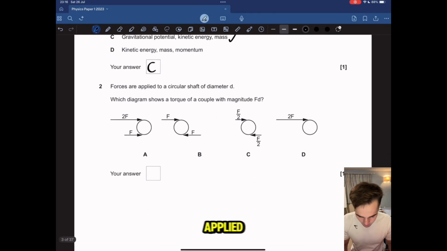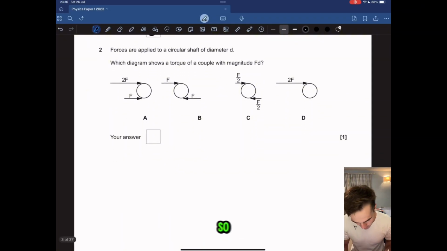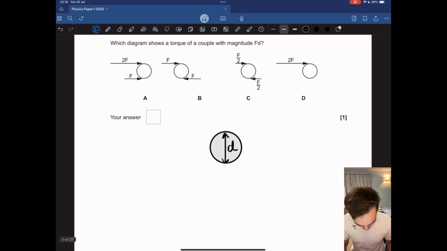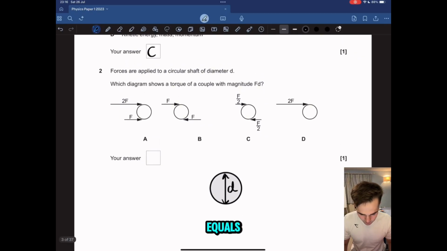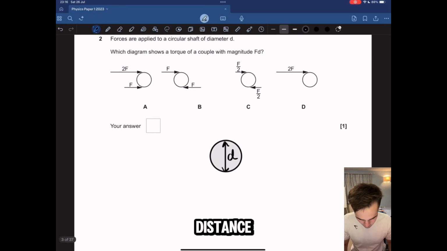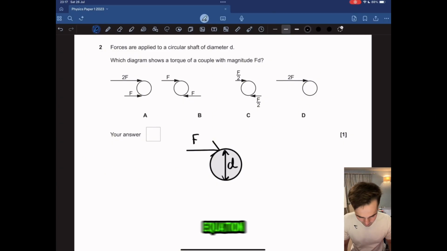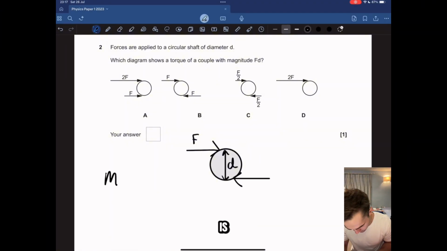Question 2, forces are applied to a circular shaft of diameter D. So we have a shaft here which has a diameter D, and we're applying a force. So which one of these equals the torque of a couple with magnitude force times distance? So when we're thinking about torque, it's only one of the forces that we take into the equation, so it's just singular F. And then the moment is F times D for this particular setup, so that would be B.